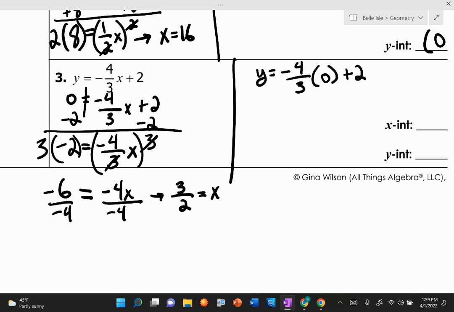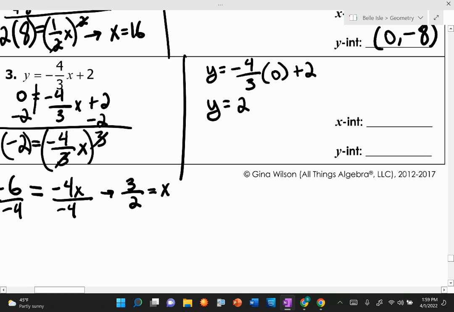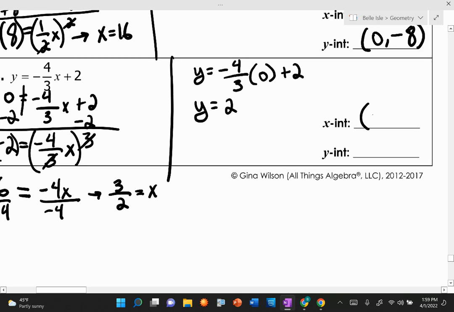Hold on just a second. What happens when you take -4 over 3 and multiply it by 0? 0. The same thing that happens to anything, right? It just is 0. So y equals 2. So your answers are going to be x first, 3/2, 0, and then the y-intercept will be 0, 2.